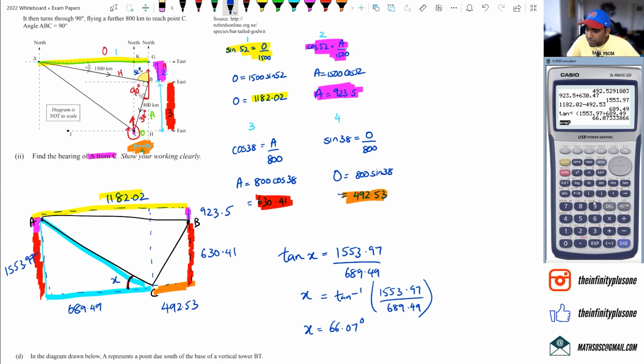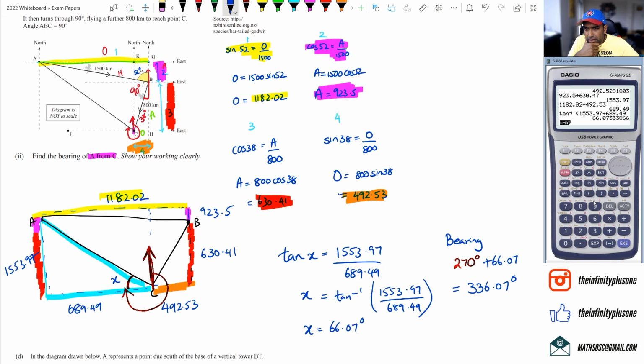Now if that's 67.07 degrees, then the bearing is, remember, actually 270, because the bearing is basically from here going all the way around there. So we've got that 270 that we need to add, plus the 66.07, which actually gives us 336.07 degrees.